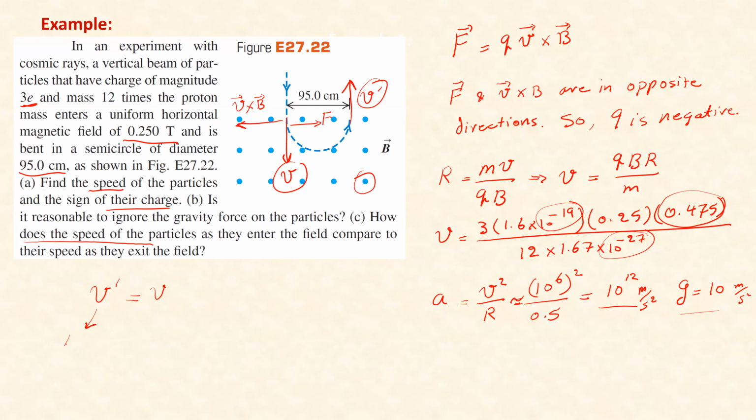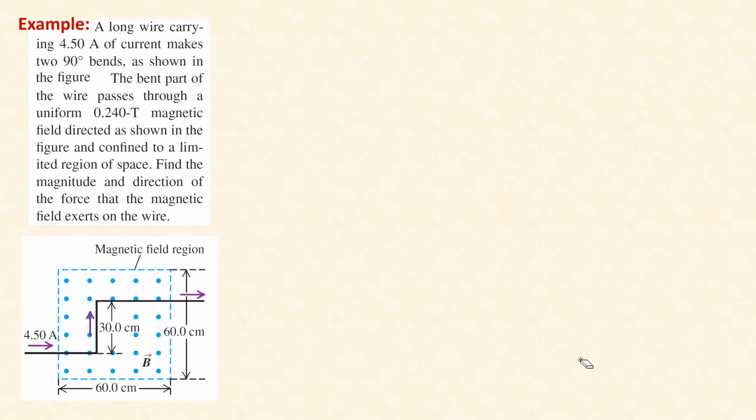This is exit speed. Is entrance, exit, entrance speed. All right. They are the same because magnetic force doesn't do work on the particle because it is perpendicular to the direction of motion. All right. Questions? All right, let's go to the next.